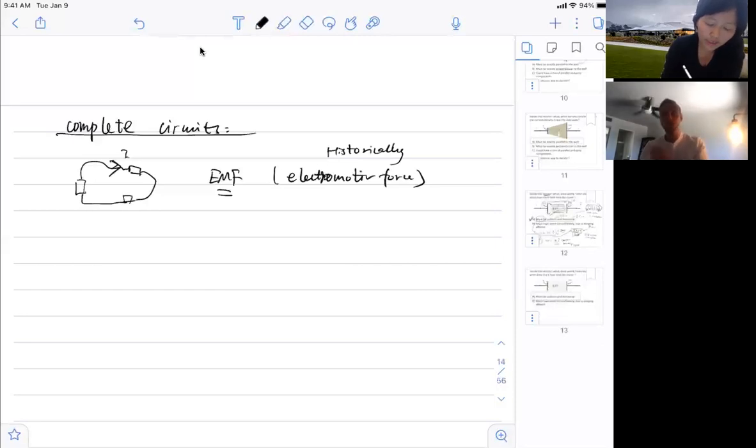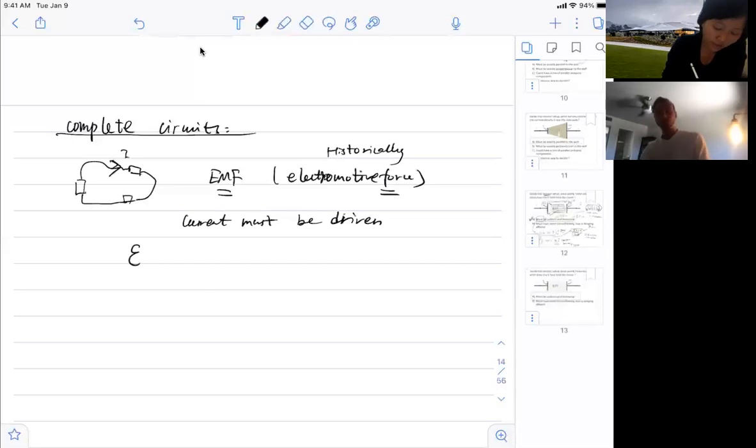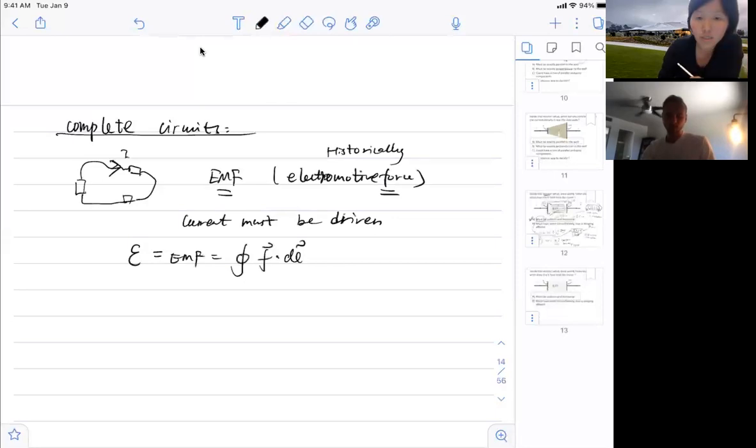So the idea is if there's a current, current must be driven. So we say maybe this is an electromotive force, EMF. Current is driven. EMF uses epsilon to represent it, and we describe it using the line integral of the force per unit charge.